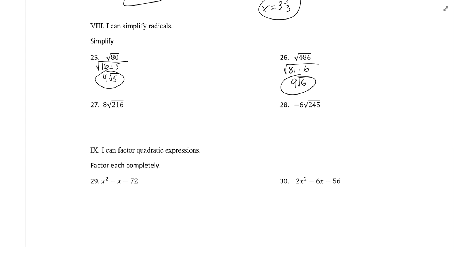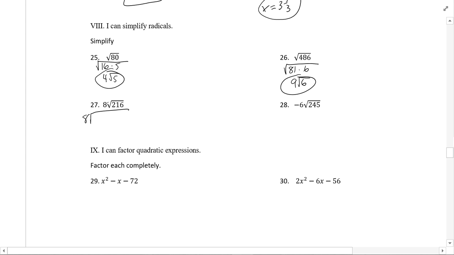All right, let's take a look at number 27. So the only difference with these types of problems is now you have to remember there's an implied multiplication sign between the 8 and the radical. But again, you want to look for the biggest perfect square factor. So try to think, what is the biggest perfect square factor of 216?